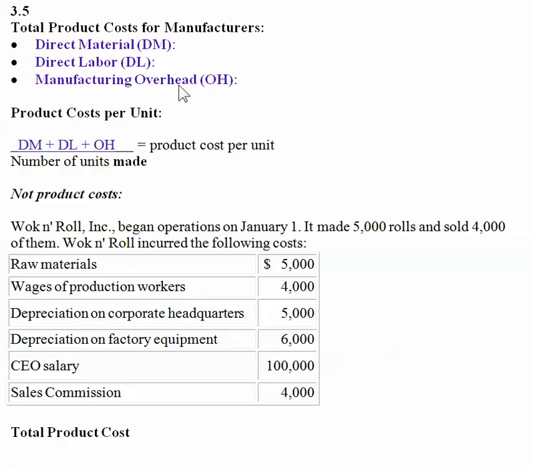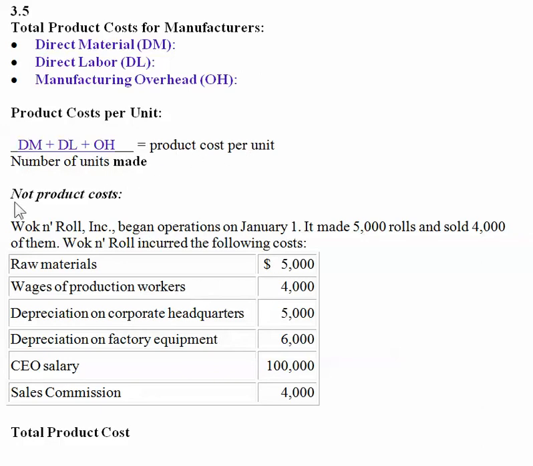So the way you figure out your total product costs is you add those materials, labor, and overhead, and then you will divide it by the number of units made. In other words, total product costs divided by the number of units made to get your cost per unit.